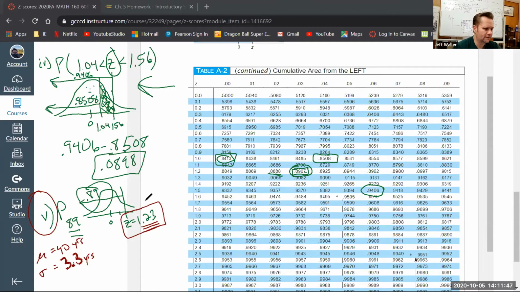Oh, neat. There's an algebraic way you can do it. Can you remember what a z-score is supposed to mean? Do you add 40 plus 3.3 times 1.23? Exactly. Now, why did you do that? Because the z-score tells you how many standard deviations away it is from the mean. Yes. So it's positive 1.23. That means it's 1.23 of these away from the mean. Above, even, since it's positive.